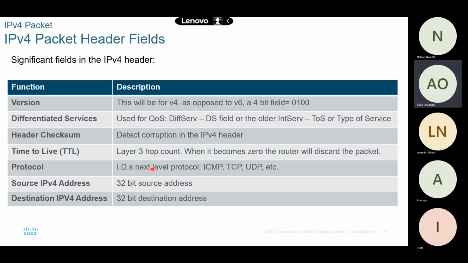The protocol is actually the next level protocol like TCP, UDP, ICMP, and so on and so forth. Source and the destination IPs are just the source and destination IP addresses, which are 32-bit addresses as we had learned before.